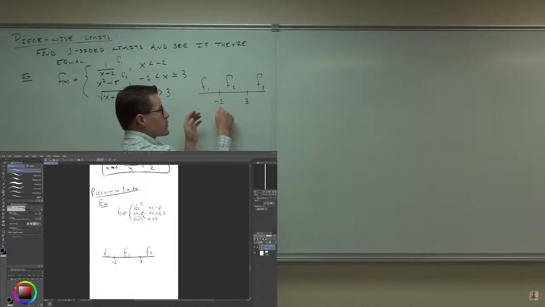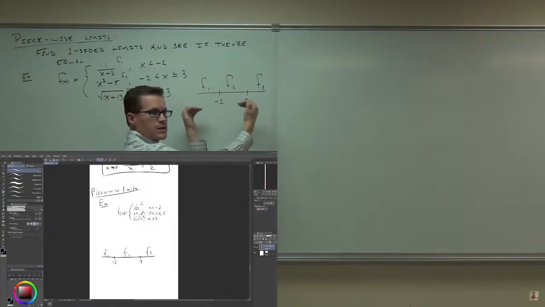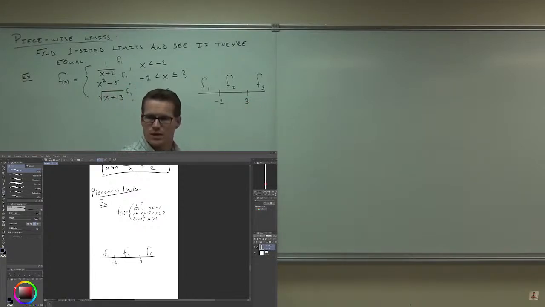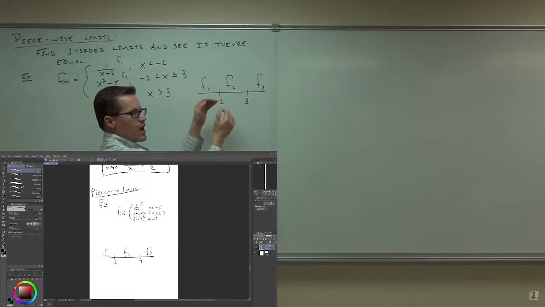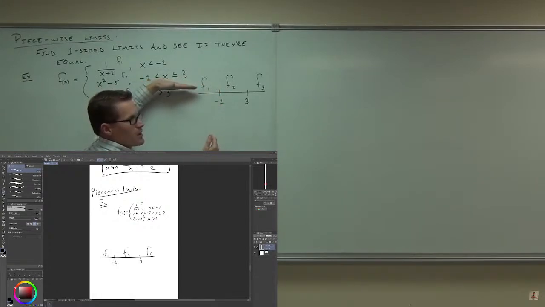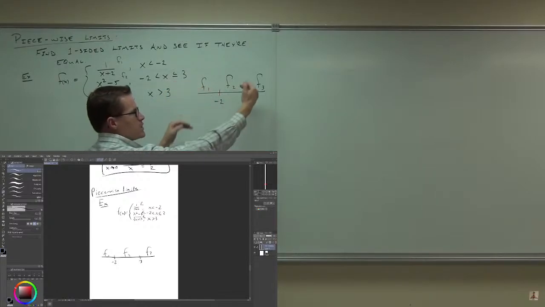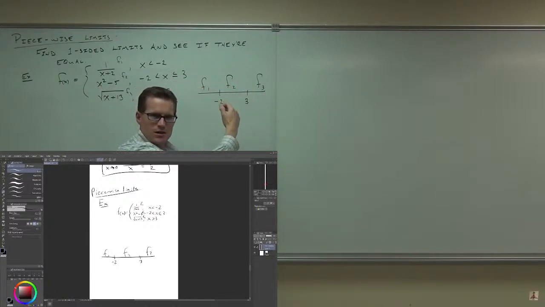Now from the right, as we're approaching negative 2, which function am I using? Function 2. Yeah, that's right. So around this number, I'm going to have a one-side limit from the left using f of 1, the first function. Then I'm going to have a one-side limit from the right using the second function. Does that make sense to you? It's a way to picture this.